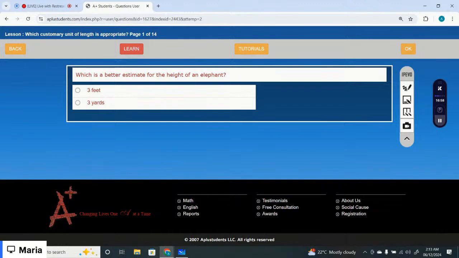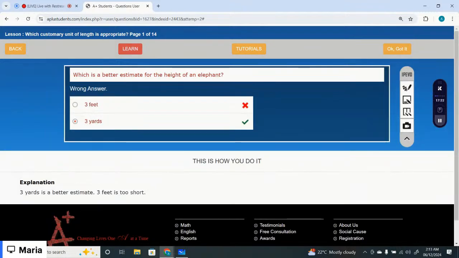Which is a better estimate for the height of an elephant? So which is the correct option? That is an elephant, so it must be 3 yards, because 3 feet is too short for the height of an elephant. That must be 3 yards.